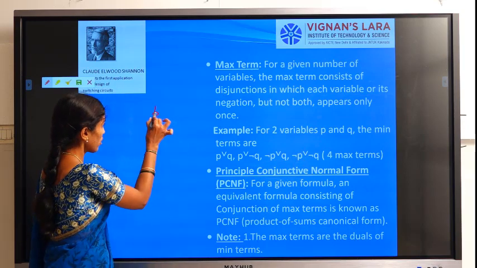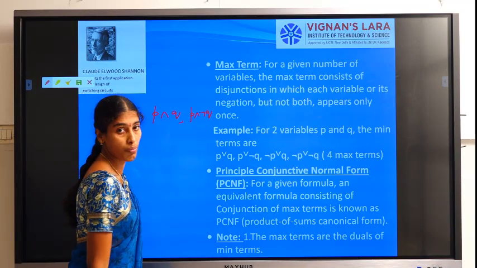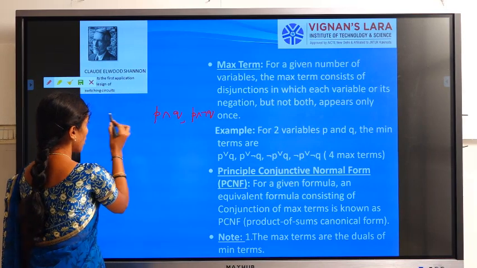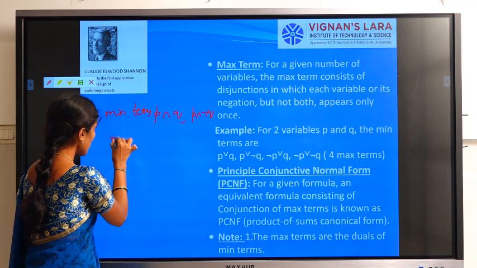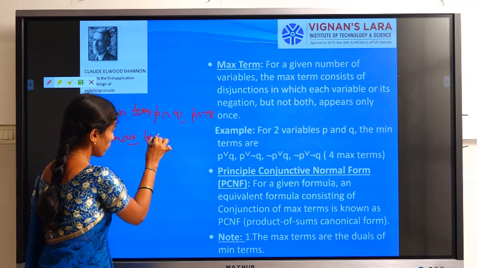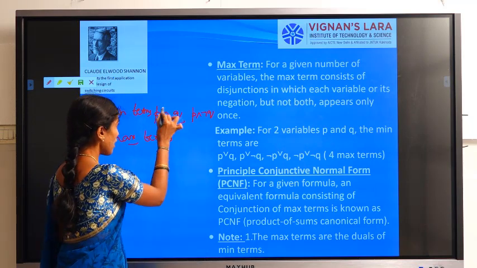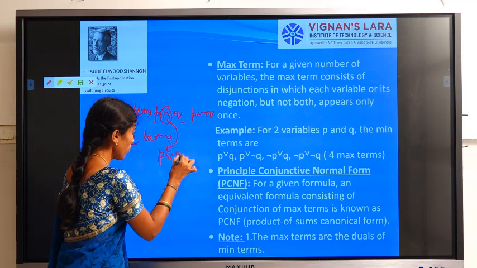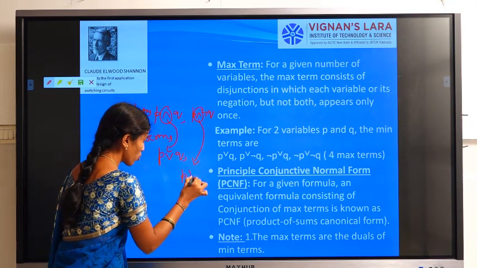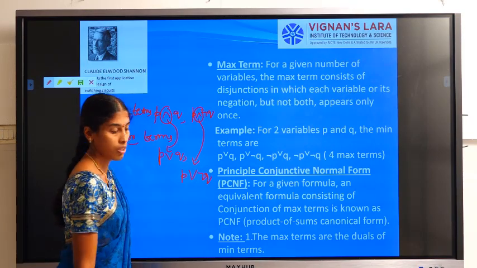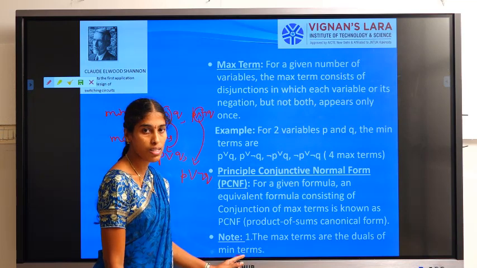Suppose I take P and Q. P and negation Q, these are the min terms. So the corresponding max terms are obtained by replacing them with their duals, which means AND is replaced by the OR symbol. Here also, again, this AND is replaced by its dual, OR negation Q. So the max terms are duals of min terms, and similarly min terms are duals of max terms.